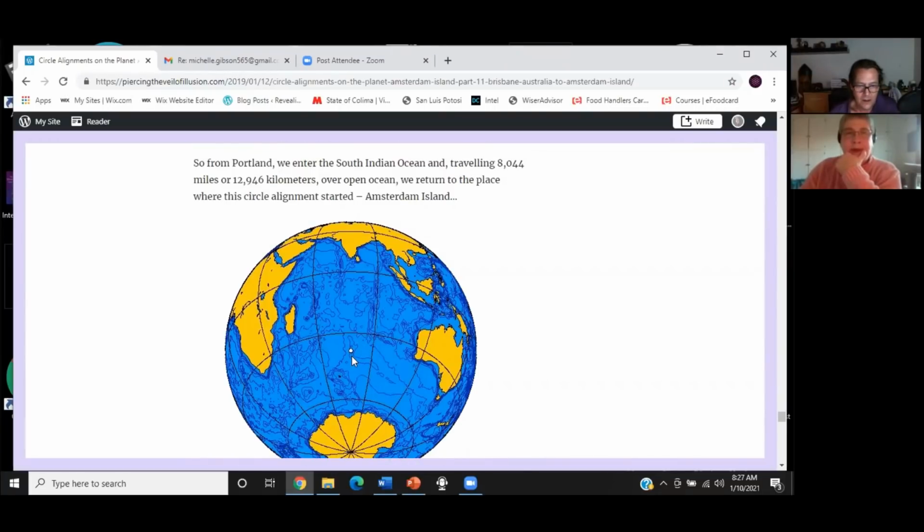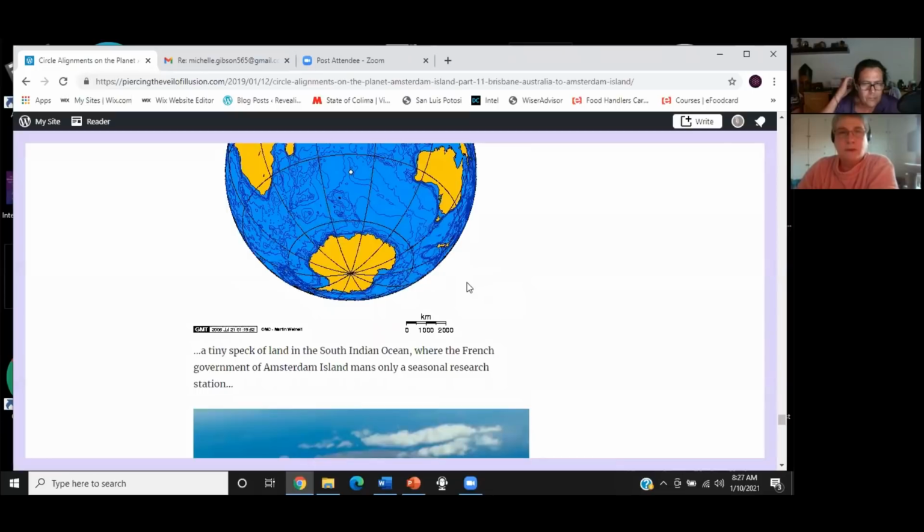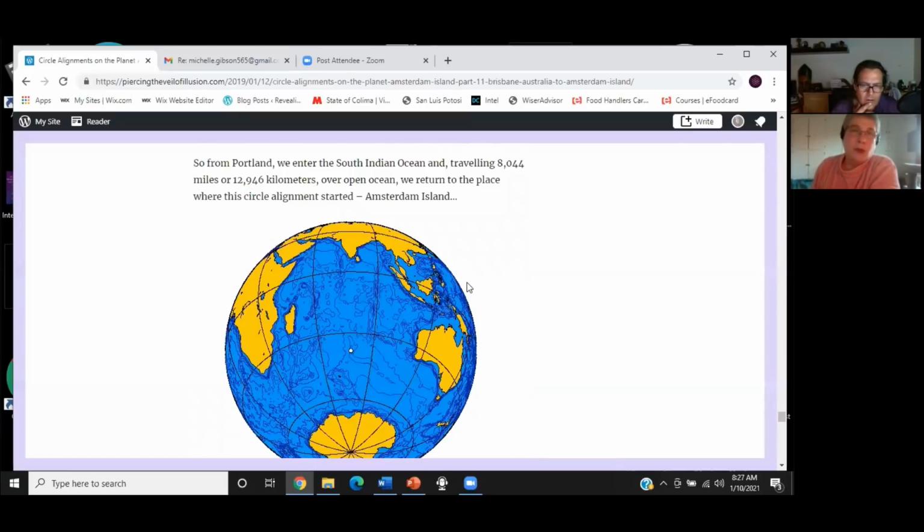So this is Amsterdam Island right here. And I followed it up and got a lot of information along the way. So how do you know where to go after Amsterdam Island? Basically I just kind of went in a circle. So it's pretty much intuitive again. You're just going, and then you're finding things on those lines.